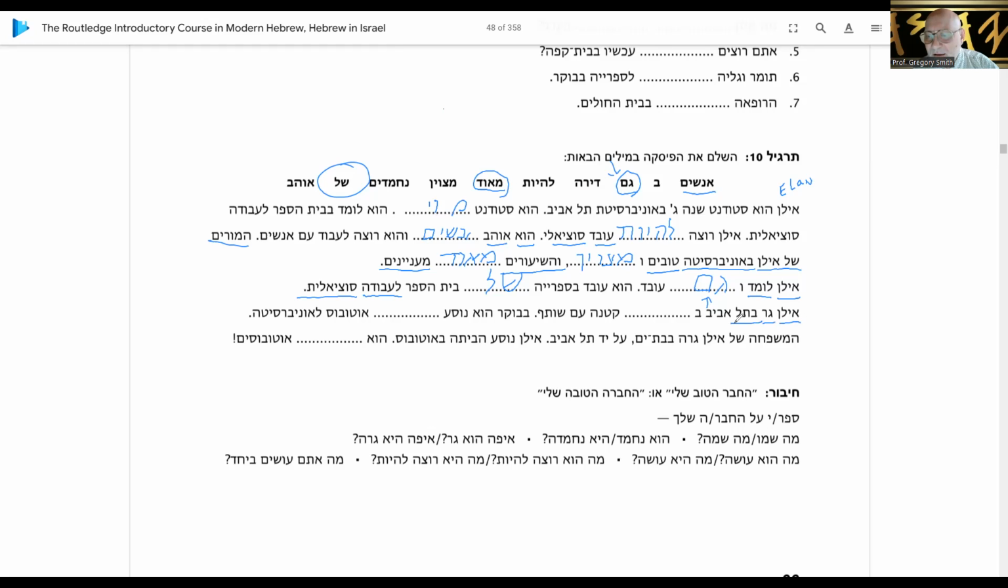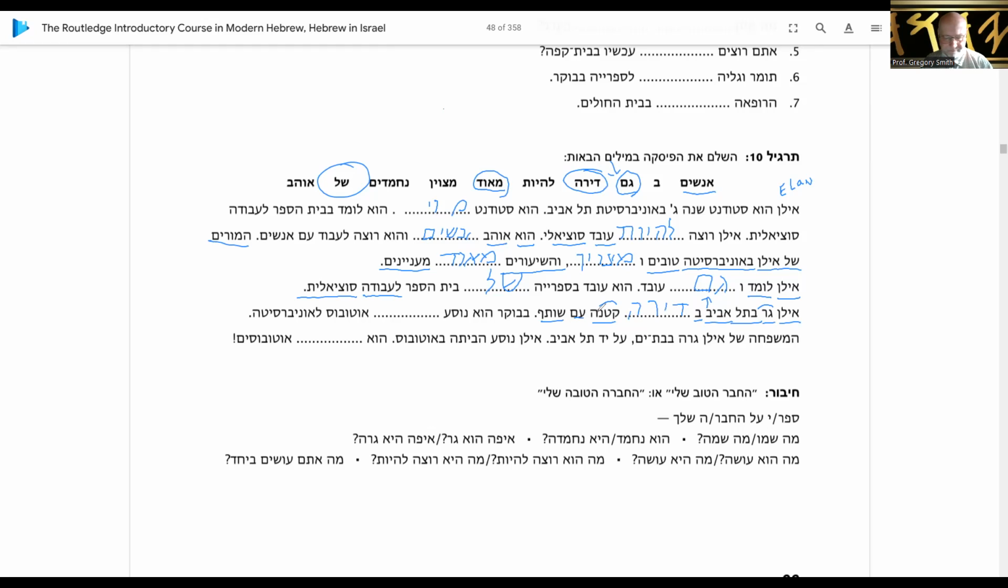Elon gar Tel Aviv. Okay, gar means to dwell. Elon dwells in Tel Aviv. Ba, that's like in, blank katana. And I bet it's going to be this one right here, badira, in a small apartment. And notice how this katana describes that. It's not just any apartment, it's not just dira, it's badira katana. So it's a small apartment, with shotef.